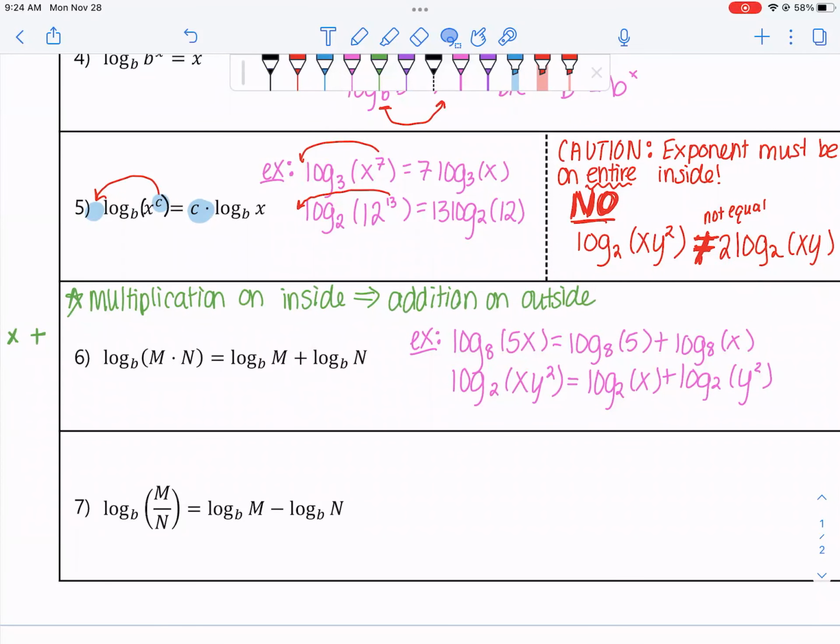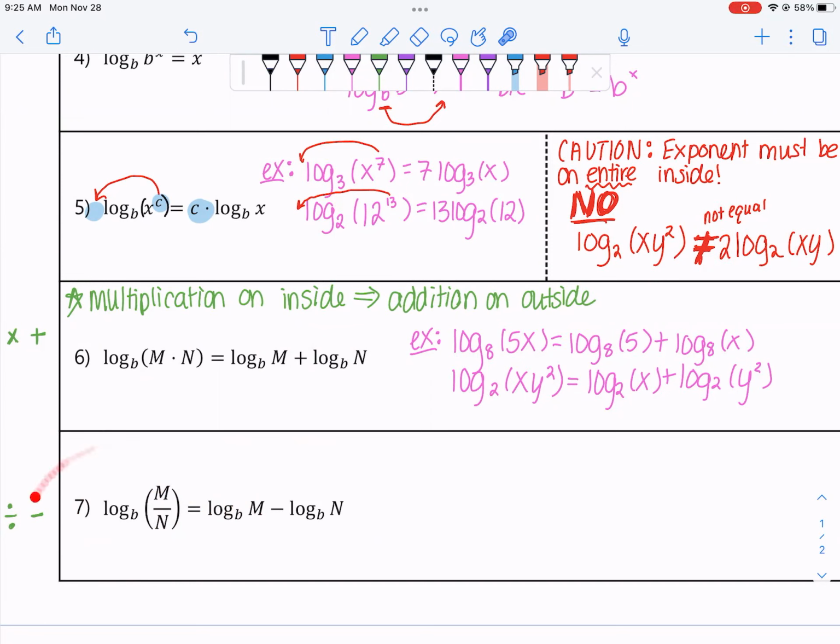On the other hand, if you have division inside of a logarithm, it turns to subtraction on the outside. So if I'm dividing m and n, I can split this logarithm up into log base b of m minus log base b of n. And again, this has a nice logical memorization trick built in because division has a minus sign right inside of it. Multiplication turns to addition, division turns to subtraction.